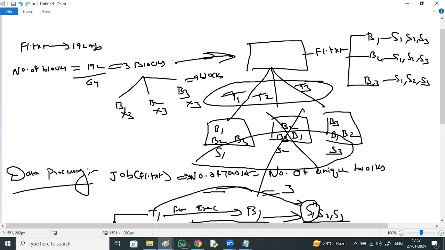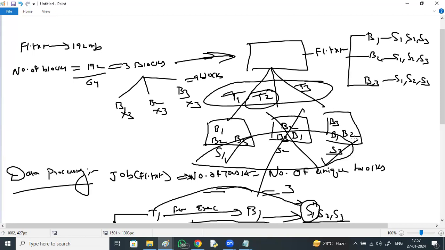So even if slave 2 is down, there is still no data loss, and this T2 task will be assigned to either S1 or S3. There is no task failure, there is no data loss.